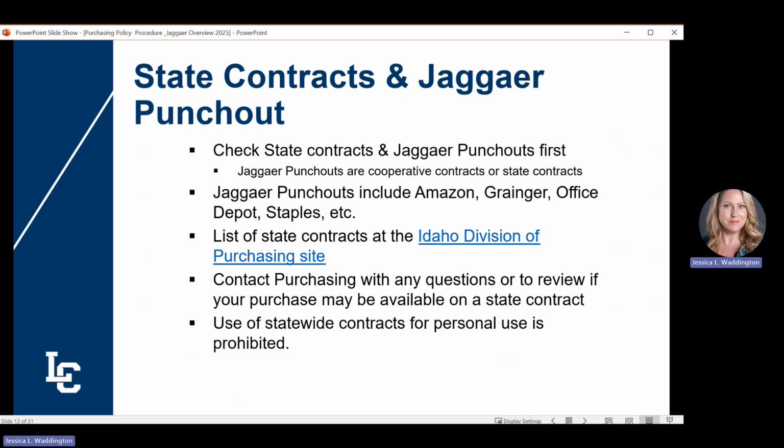A list of the state contracts is available at the link here to the Idaho Division of Purchasing site. However, we encourage everyone to contact purchasing if you have any questions on whether or not what you're looking to purchase might be covered by a state contract. Please feel free to reach out and we'll perform that review with you. A note that the use of statewide contracts for personal use is prohibited.